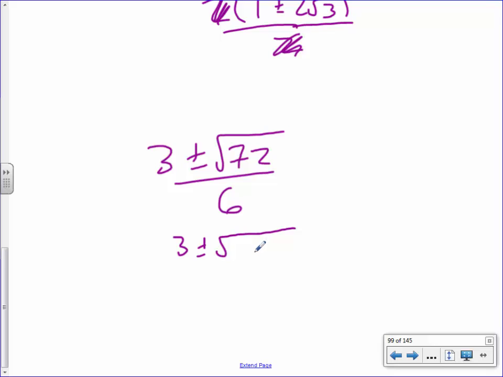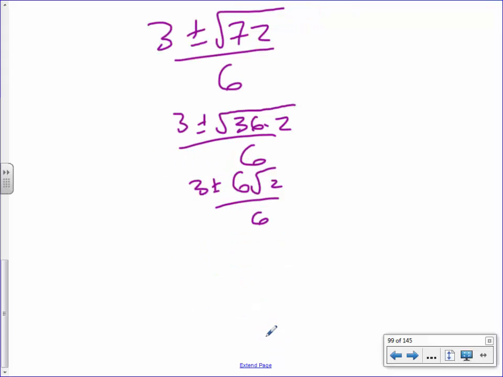That'll work. You can actually do better than that though. So 9 works. 16. 25. 36. 36. Does that make sense? So then you can write it as 3 plus or minus 6 root 2 all over 6.